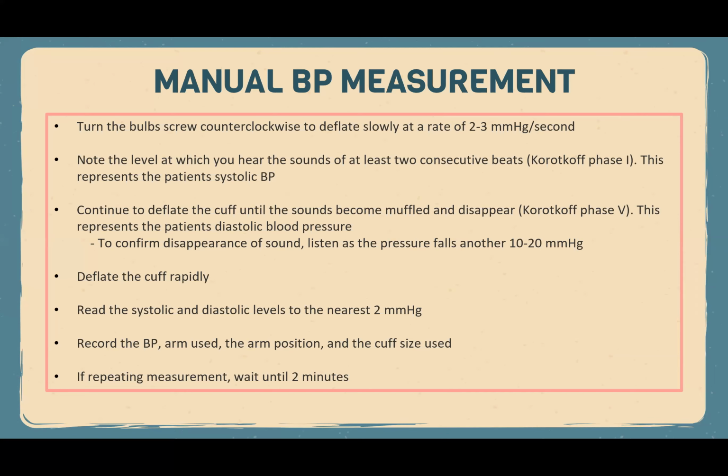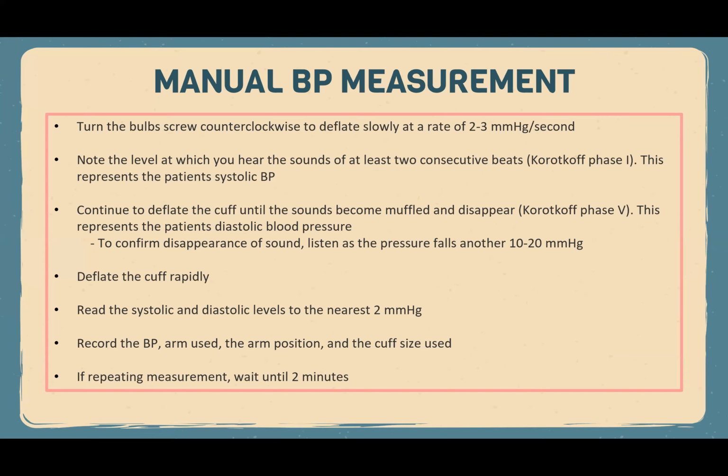And then we need to continue deflating the cuff until the sound becomes muffled and later disappears. So it indicates phase 5, which represents the patient's diastolic blood pressure. In order to confirm the disappearance of the sound, we need to listen as the pressure falls for another 10 to 20 millimeters of mercury. And then after we get the patient's systolic and diastolic blood pressure, we need to deflate the cuff rapidly. We need to read the systolic and diastolic levels to the nearest 2 millimeters of mercury.